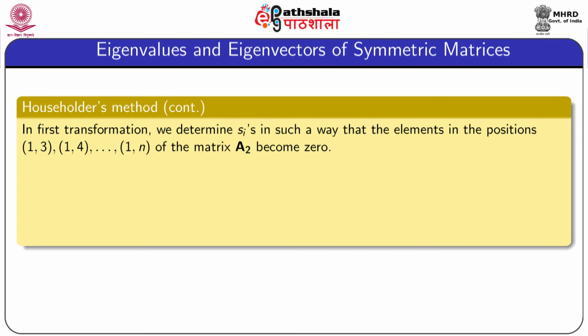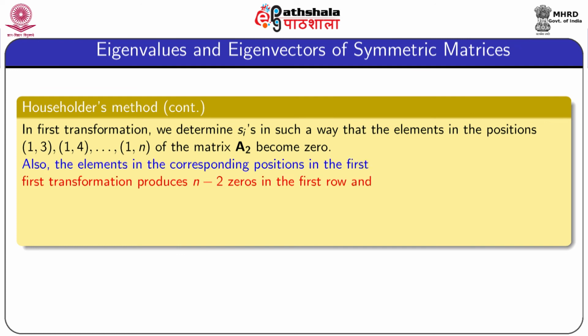In the first transformation, we determine the elements of the vector S1 in such a way that the elements in positions 1,3, 1,4 up to 1,n of the matrix A2 become 0. Also, the elements in the corresponding positions in the first column become 0. That means the first row and first column are the same, because the transformation is symmetric and the given matrix is also symmetric. Therefore, the first transformation produces n minus 2 zeros in the first row and first column.